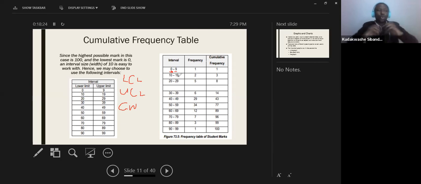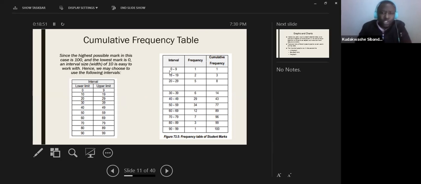And the rules of statistics when it comes to creating a frequency table say these limits must not overlap. As you can see, we are starting from 0 to 9, but the next interval is not starting from 9. It's starting from 10. That is another rule that you must take note of when you are creating a frequency table.